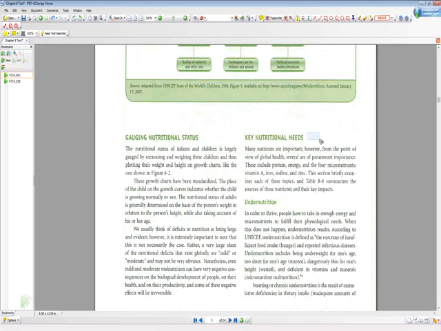I want to draw your attention quickly here to the nutritional needs. And again, make sure you read through this. When we think about proper nutrition, we often think about the basic food groups, but it's important for us to note that there are essential micronutrients that we need to have, such as vitamin A, iron, iodine, and zinc, and they play an important role in our nutritional status, as well as our overall health, and again, in our development and our ability to thrive.